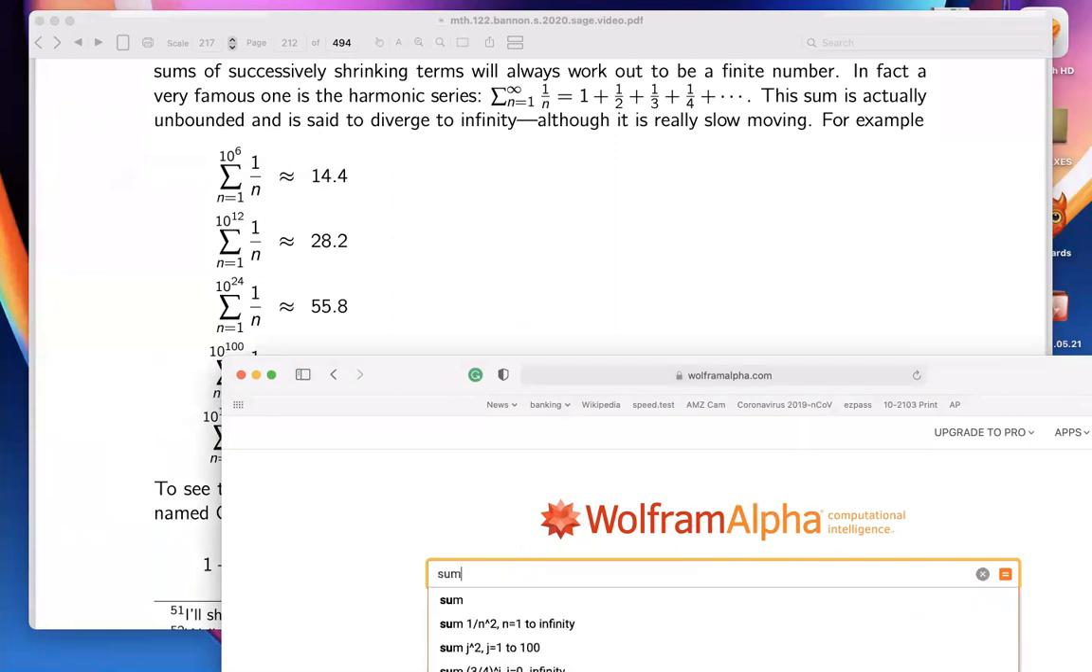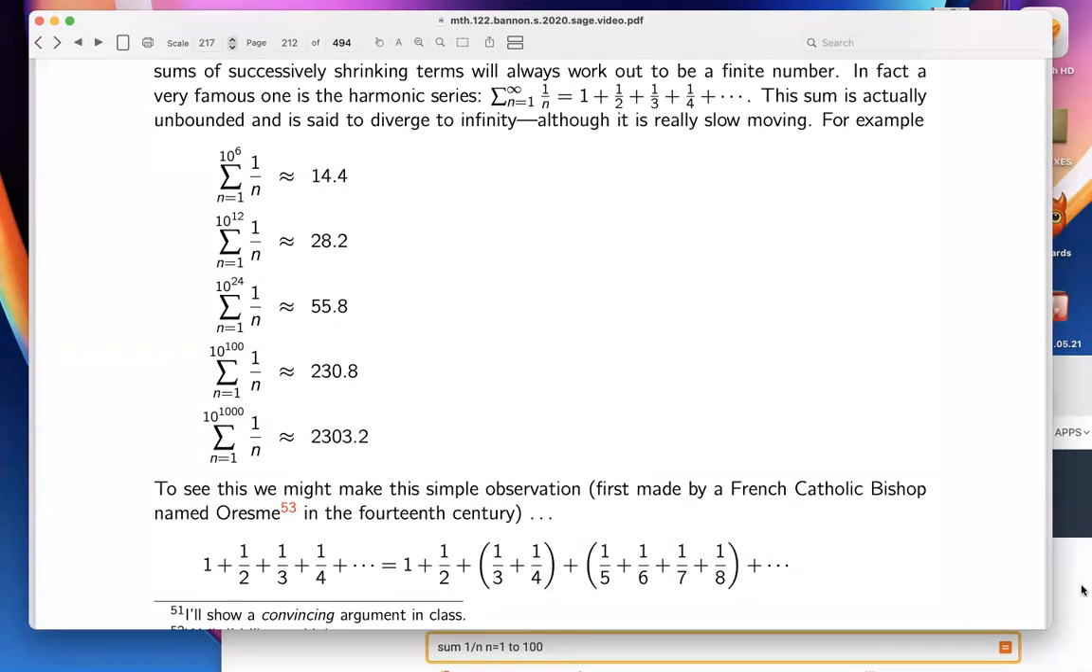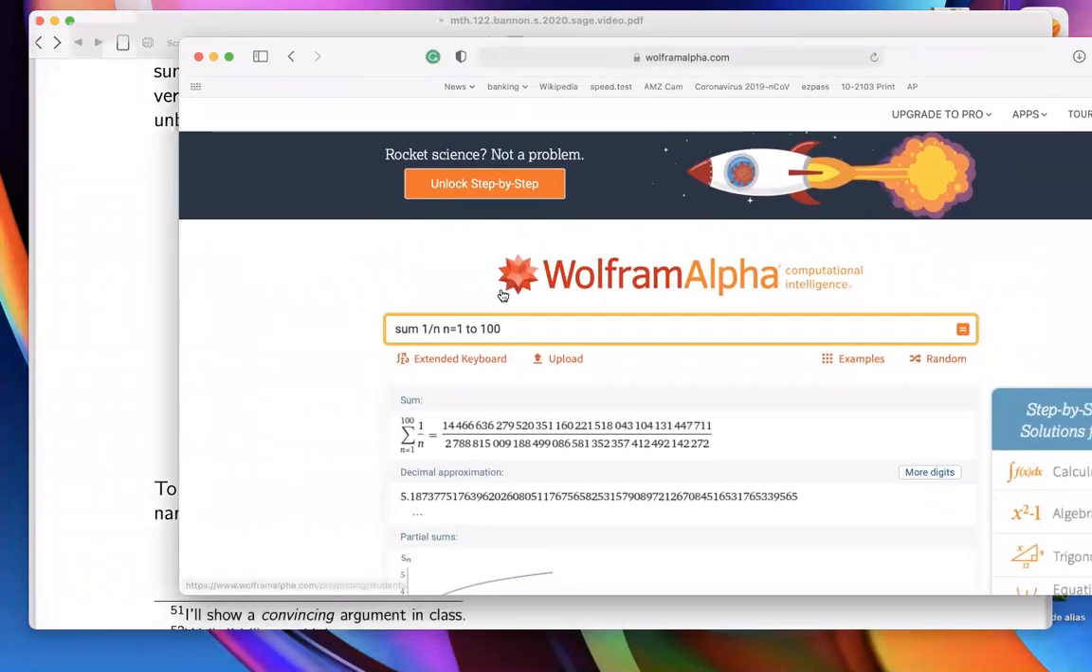So I'm going to say sum. What am I going to do? 1 divided by n, and then I'm going to say n is 1, 2, up to 100. Let's see what happens. Oops, I didn't mean to do that. Mouse is a little bit jumpy today. Wow, they give me an exact answer. I don't want that. They give me an approximate one too.